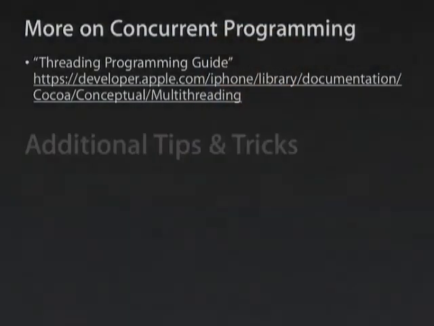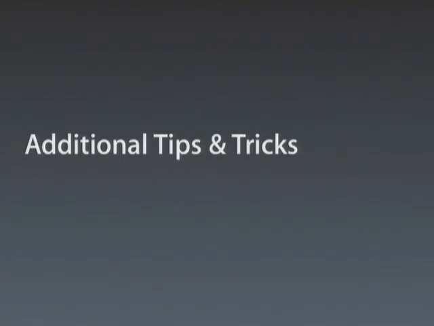OK. The last thing I want to get into, with the last 10 minutes we have here, is some general tips and tricks. If you want to learn more about concurrency, click on this link. We've talked about two major things with regards to performance: memory management and concurrency. But there are a lot of little things you should know about if you want to be a good memory citizen on the phone.